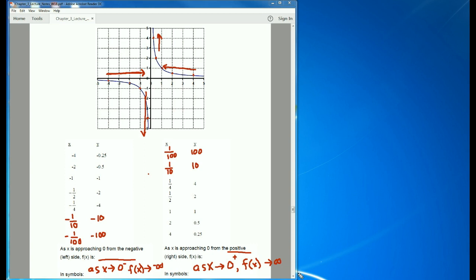So the point is, the function will never touch or cross the line x equals 0. Okay? It can't because the function is not defined there. So that is what makes the line x equals 0, in other words, the y-axis, a vertical asymptote.